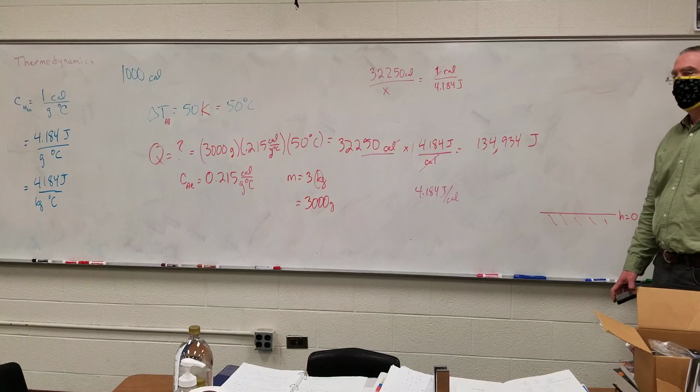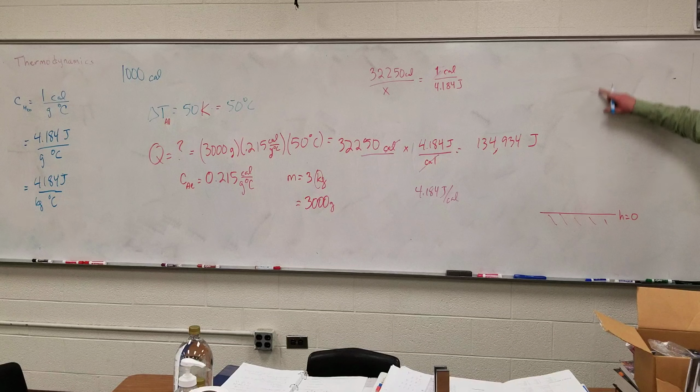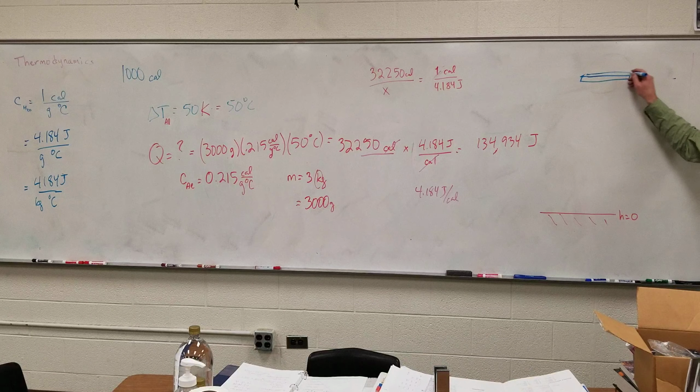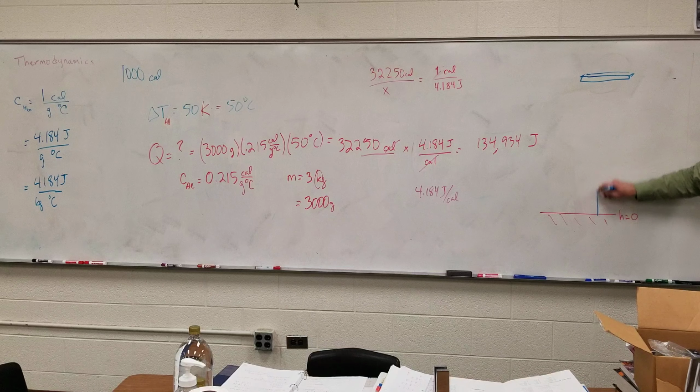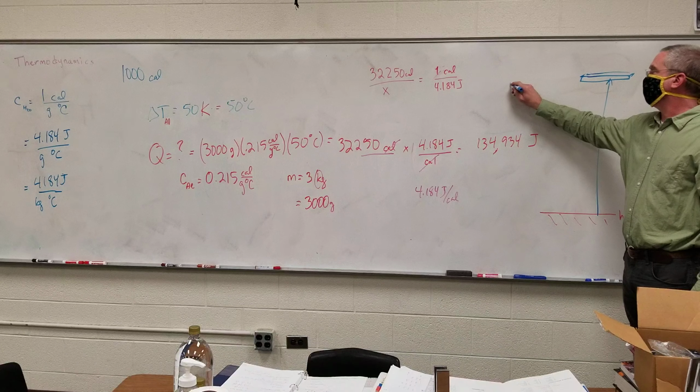All right, let's take it one step further. I've got the ground here where I'm going to make h equal to zero. The question is, how high up does this aluminum need to be in order to have that much potential energy? Because we're talking about gravitational potential energy, because there's no other conservative forces involved here, what is the formula?